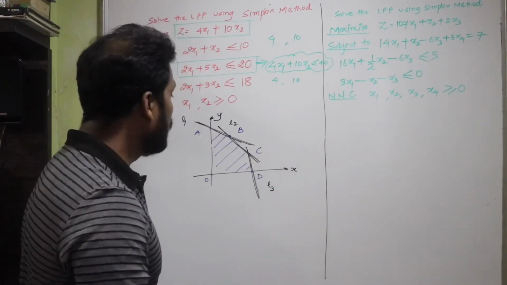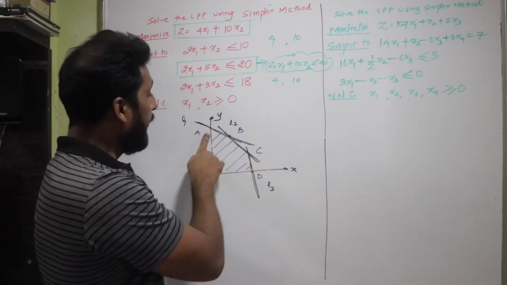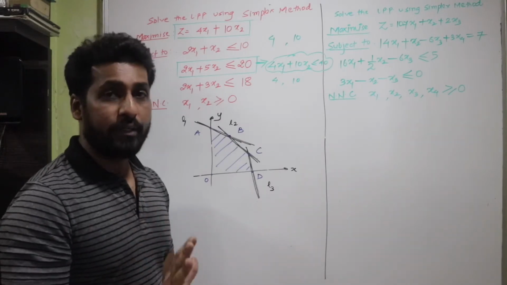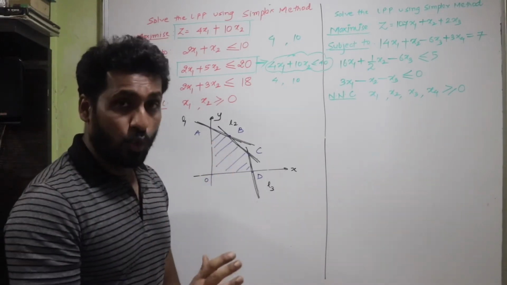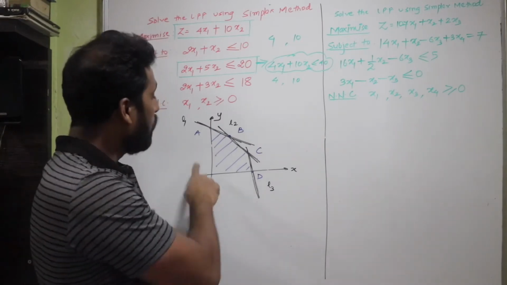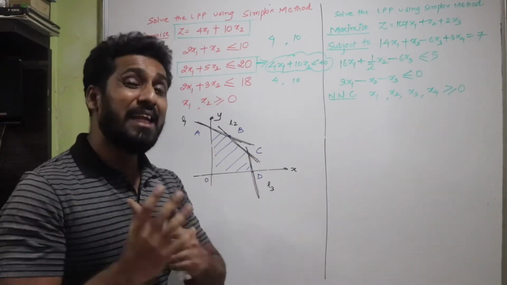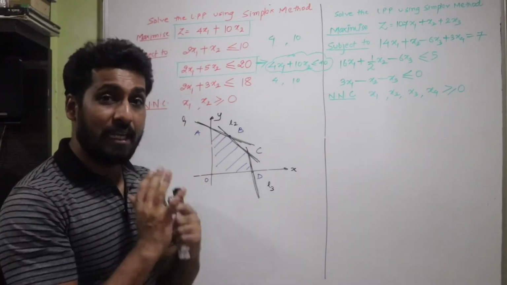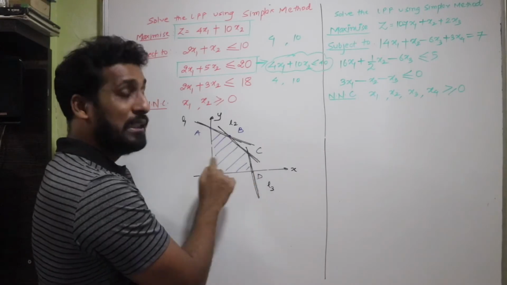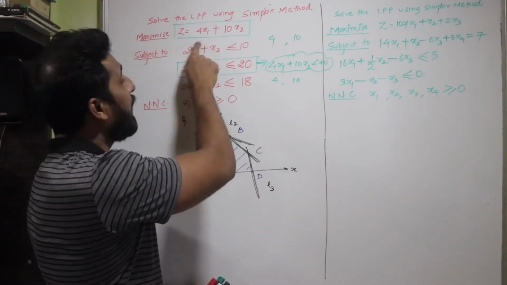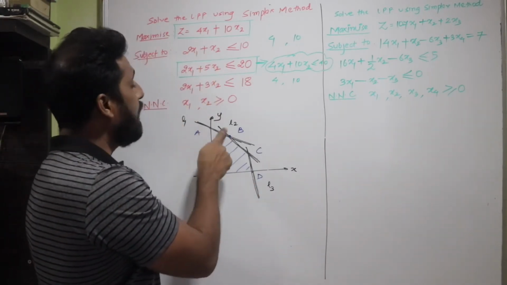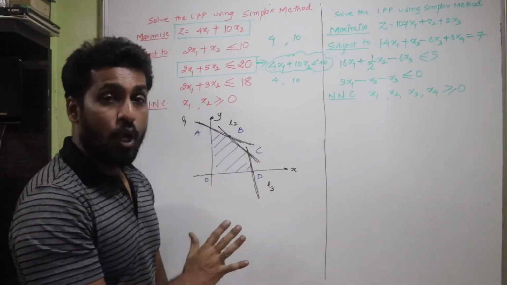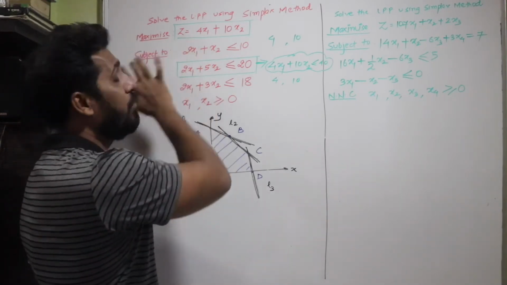Now if you observe this feasible solution, O, A, B, C, D. Most of the time the optimum solution will always lie on the corners of the feasible solution. Listen to the statement one more time: the optimum solution will always lie on the corners of the feasible solution. That means point O, A, B, C or D can give us the optimum solution. So out of these 4-5 points, 1 point can give us the optimum solution.